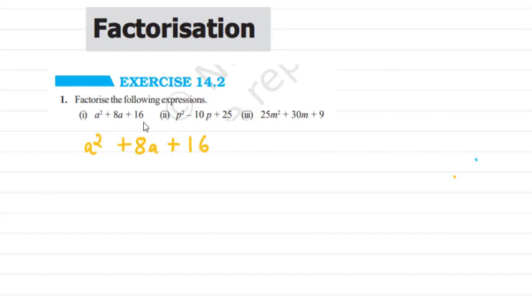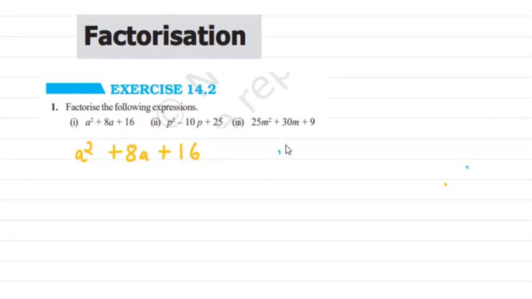Here we have to factorize. So I've taken this question number 1, a square plus 8a plus 16. Whenever you get these kind of expressions, first you try to get that form, that is a square plus 2ab plus b square. If you are able to get that form, that means it will be the square of a plus b.